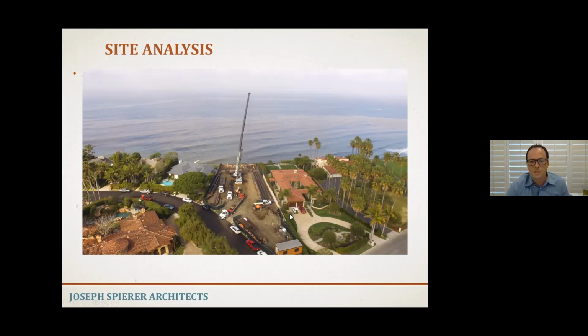120 feet, to give you an idea, is 12 stories of structure that is going underground to hold up this cliff to prevent it from sliding into the ocean. That can get very expensive.